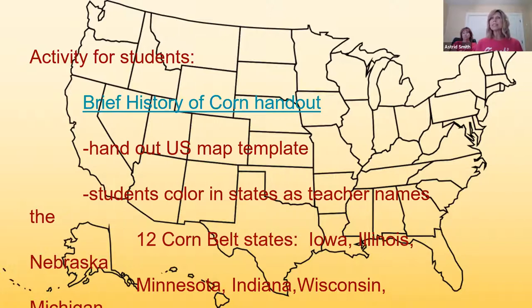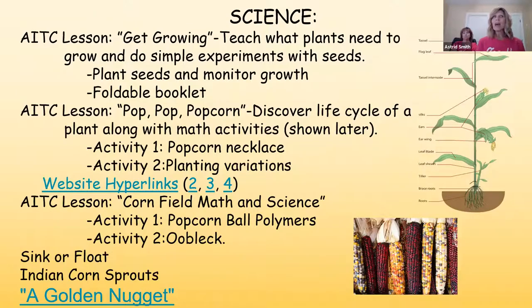Then getting into the STEAM outline with science, I start by using the Get Growing lesson from Oklahoma, the basics about plants and what's needed. I also can use the pop, pop, popcorn lesson of activity one, because that gives you a little background into the process of growing plants, starting from the seed process. And with that, I might say that, as we all know, and especially as teachers, I'm sure we've all done the simple experiments with growing seeds. So this is nothing different, but each of these lessons gives you handouts and worksheets to use along with your students, depending upon your age levels.